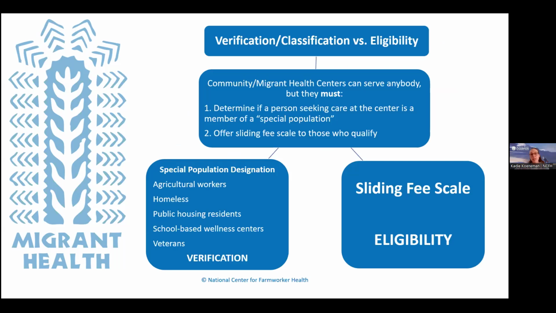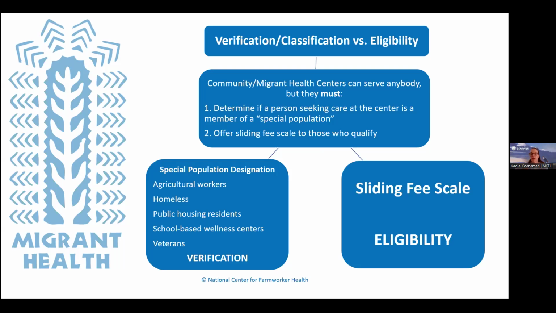So before we get into some really important definitions and how we determine whether a patient is a member of the migratory and seasonal agricultural worker population, we want to talk a little bit about the difference between verification and eligibility as it relates to agricultural worker special population designation.